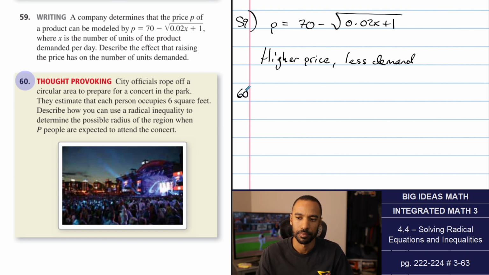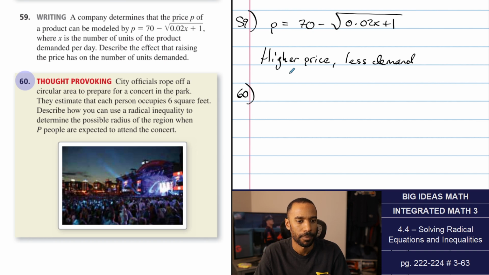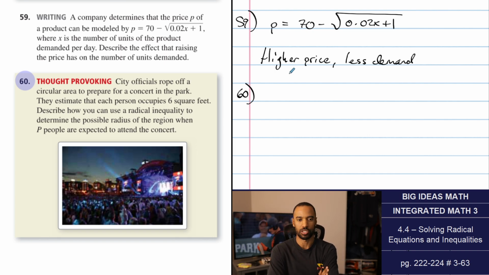Number 60. City officials rope off a circular area to prepare for a concert in the park. They estimate that each person occupies 6 square feet. Describe how you can use a radical inequality to determine the possible radius of the region when P people are expected to attend the concert.